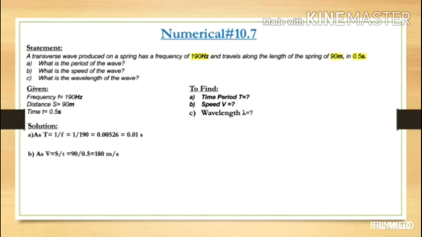Number 2, to find speed of wave, we have formula V is equal to S over T. By putting values S is equal to 90 and T is equal to 0.5 second, we will get velocity is equal to 180 meter per second. And for finding wavelength lambda, we have formula V is equal to F lambda, and lambda is equal to V over F. By putting values 180 over 190, we will get 0.95 meter.